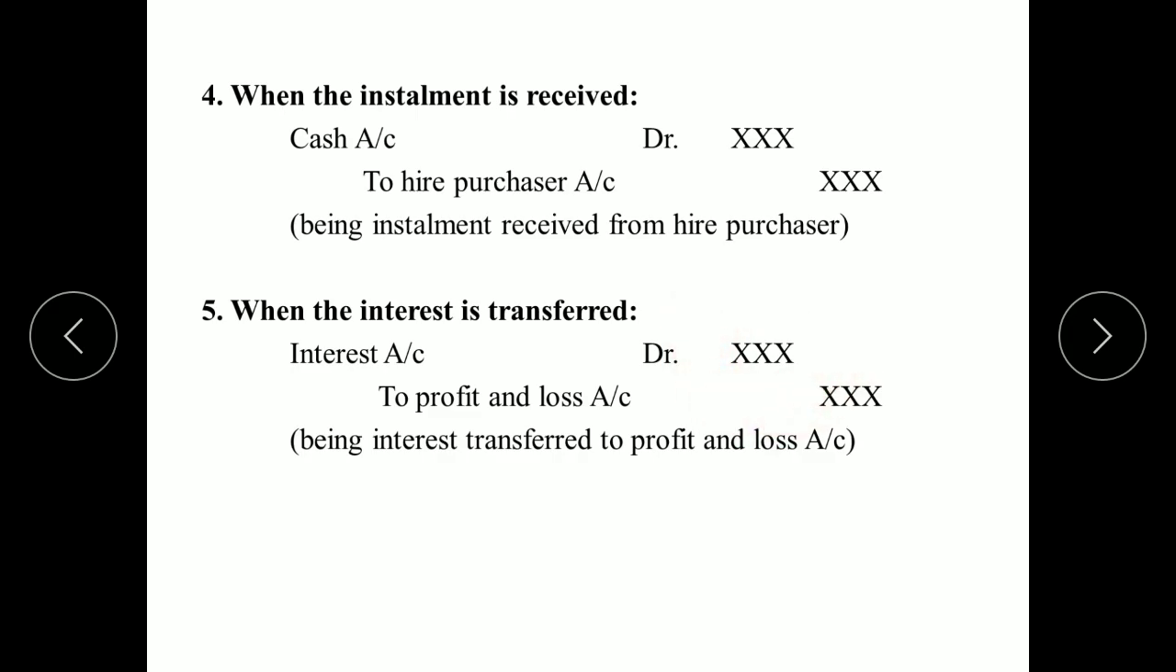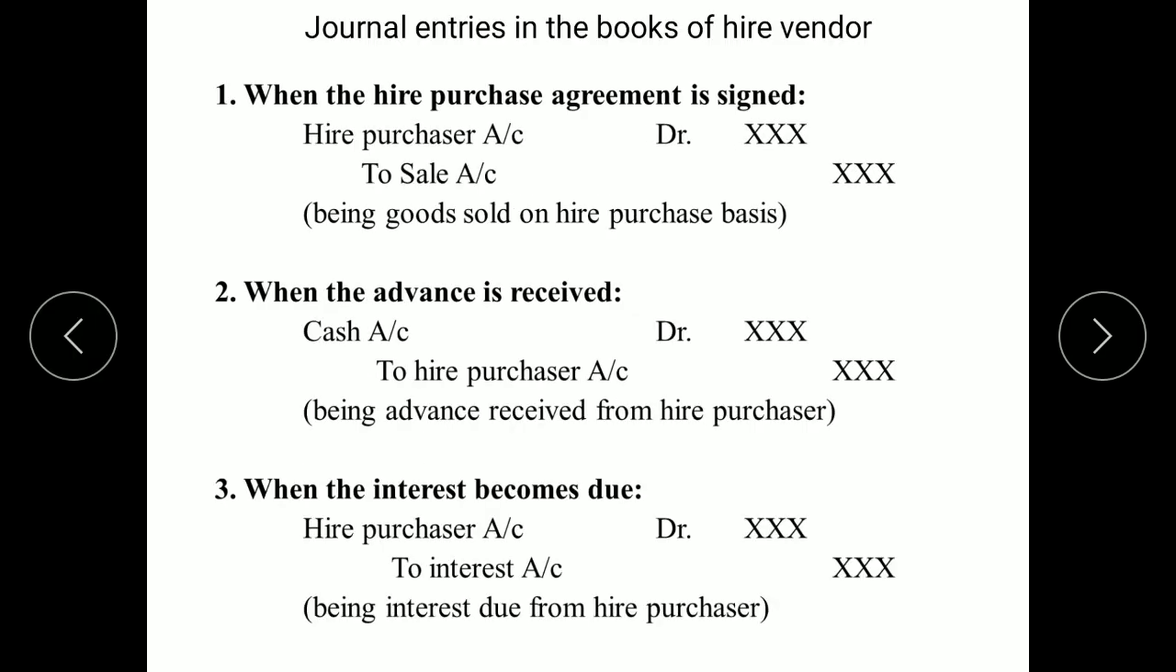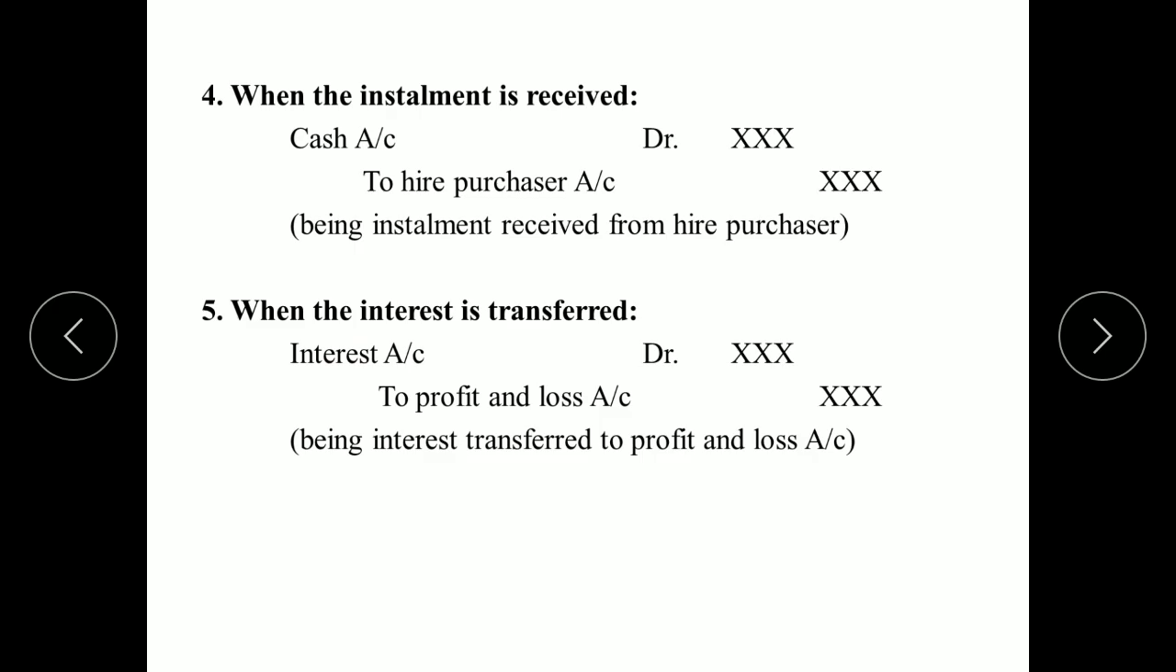In the hire vendor's books, there are 5 journal entries, out of which the first 2 entries will be made only in the first year. The remaining 3 entries are to be repeated every year till the last installment is paid. We'll have a look at one question.